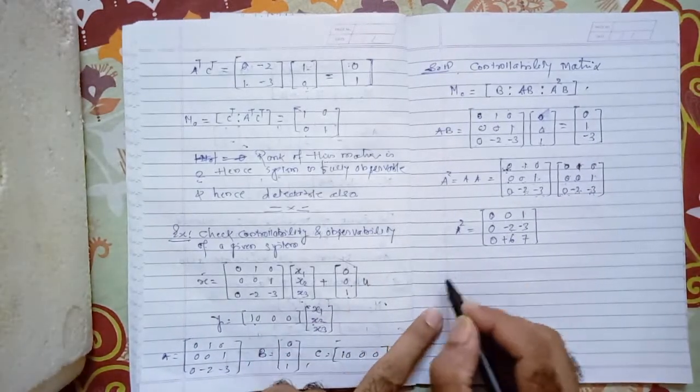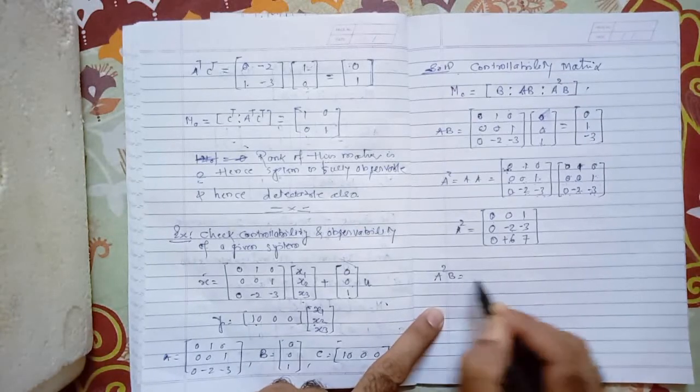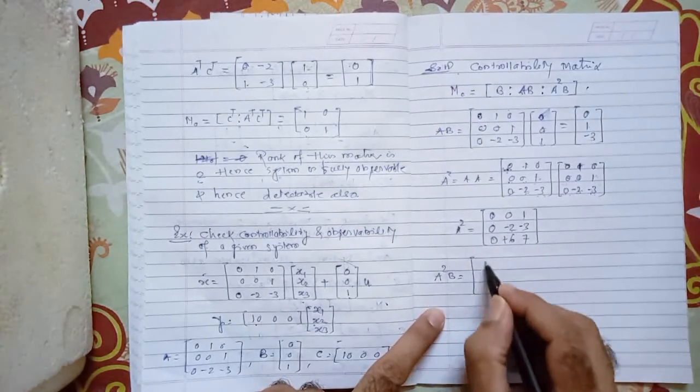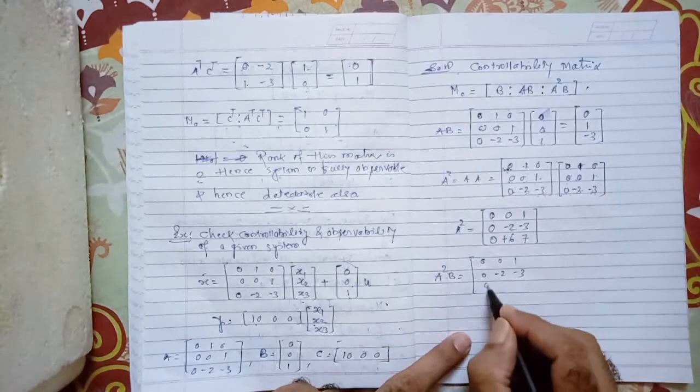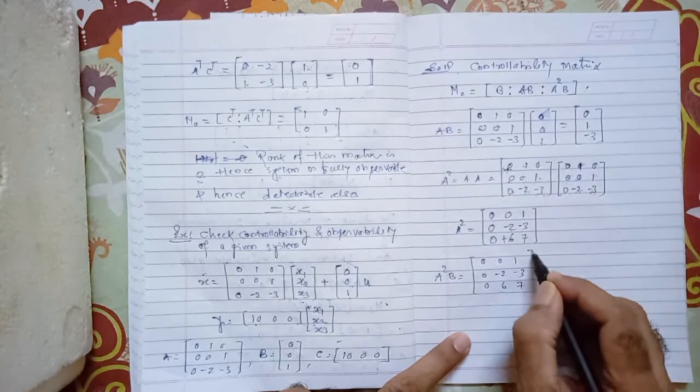So now we will find out A square B. A square B is 0 0 1 0 minus 2 minus 3 0 6 and 7.